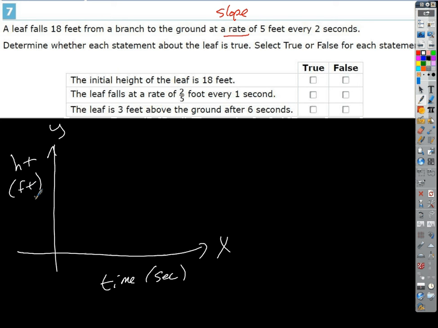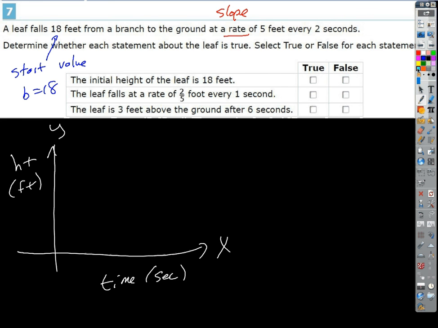So now that we know what that looks like, if this is time, this is going to be time 0, and then time is going to move to the right. At time 0, that's the very beginning. What's the height? 18. We recognize 18 is the initial value, or the start value. So b equals 18, because b is always our start value if we're going to make a linear equation out of something.